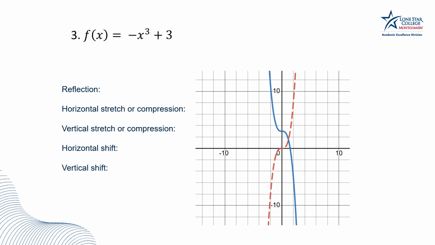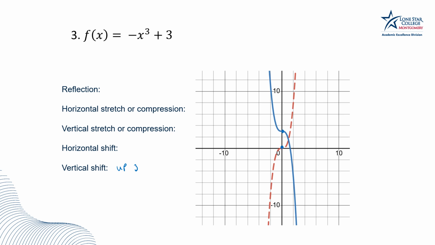For this function here, we have f(x) = −x³ + 3. So the +3 is a vertical shift, so we know that it is moving up 3. Treat this as your anchor being moved up 3 units. This is where 3 is.